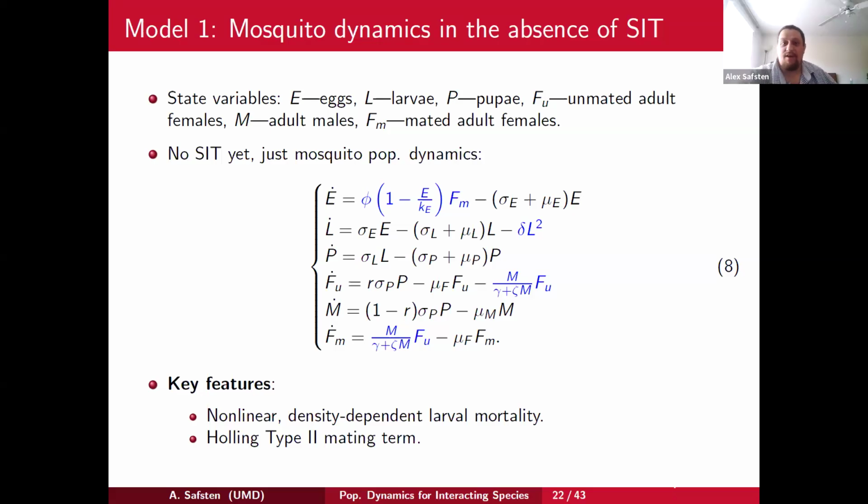After a few weeks as larvae, they turn into pupae that are stationary and they still live in the water. And then the pupae hatch into adults. They could be females, which we denote as F sub U, that is for females unmated, or they could be males, which we denote as M. The unmated females will mate. I've highlighted the mating term in blue, and become mated females, which is F sub M.